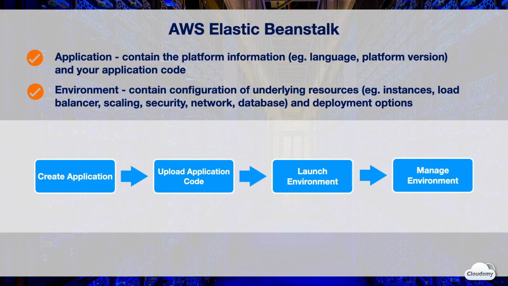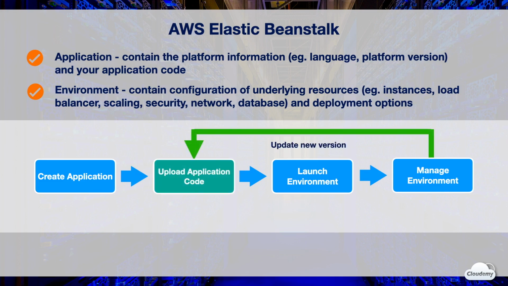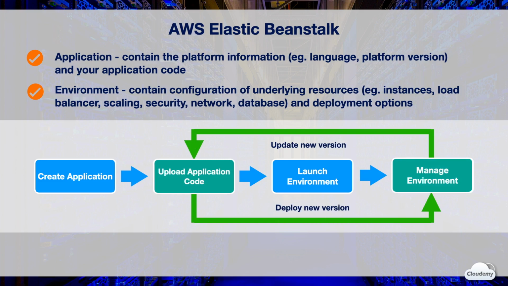You can manage the environment for your application through Elastic Beanstalk Console or CLI. You can also access EC2 instances and Elastic Load Balancing directly. However, it's recommended using Elastic Beanstalk Console or CLI. When you need to update the application, you can simply upload the new version of your code and deploy it to your Elastic Beanstalk environment. Your application will be updated directly once the new version has been deployed.